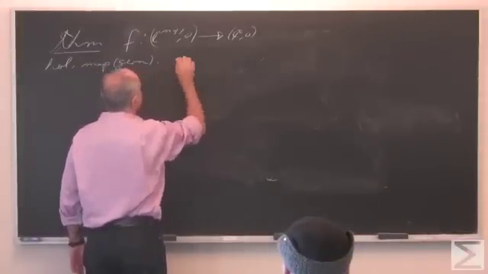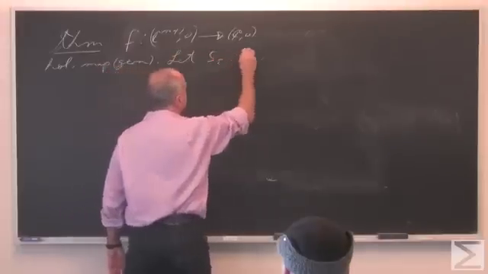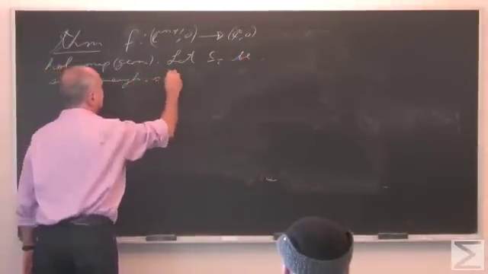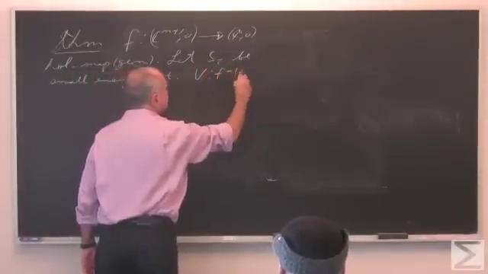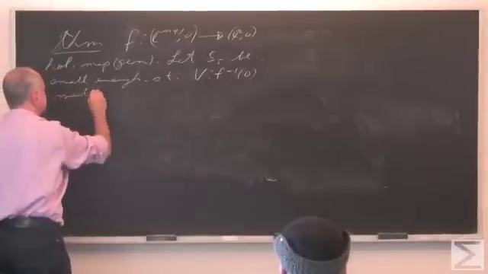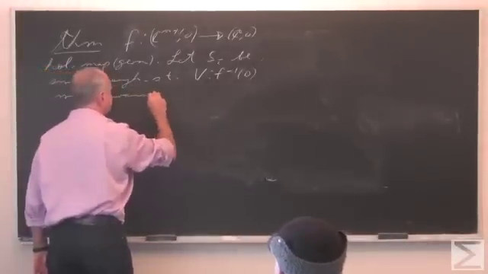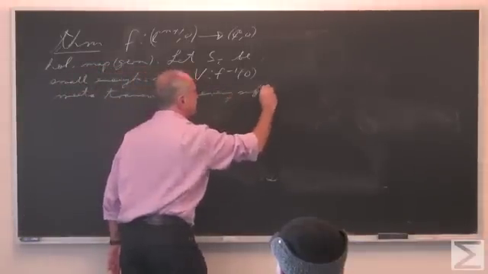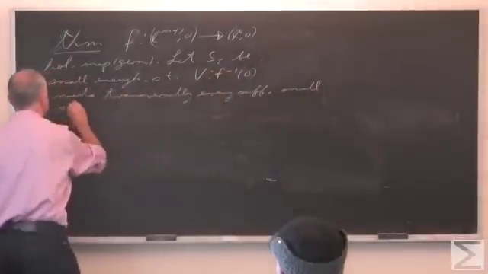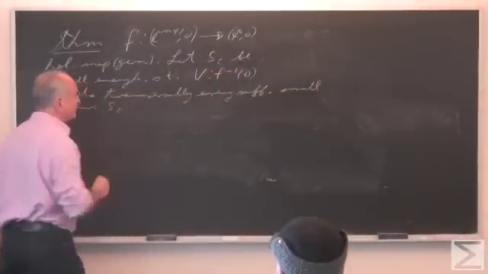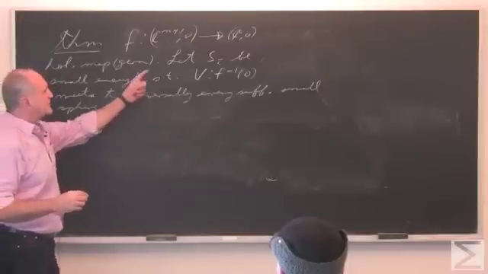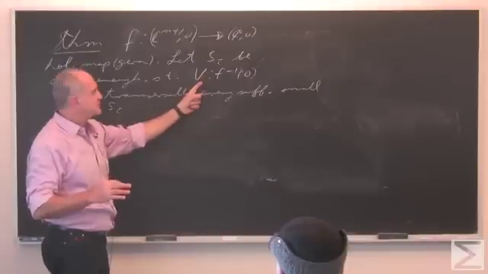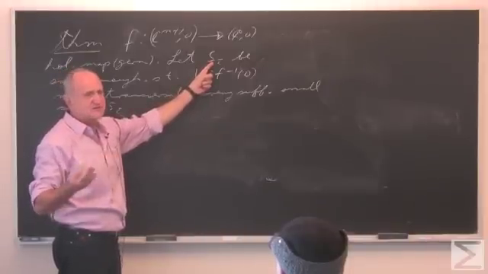Then, let S epsilon be small enough so that V, which is by definition the vanishing set of f, meets transversally every sufficiently small sphere S epsilon. Here one has to be careful. If one assumes zero is an isolated critical point, then away from zero this is a smooth manifold, and it makes perfect sense to say that this intersects the sphere transversally or not. It's the intersection of two manifolds.